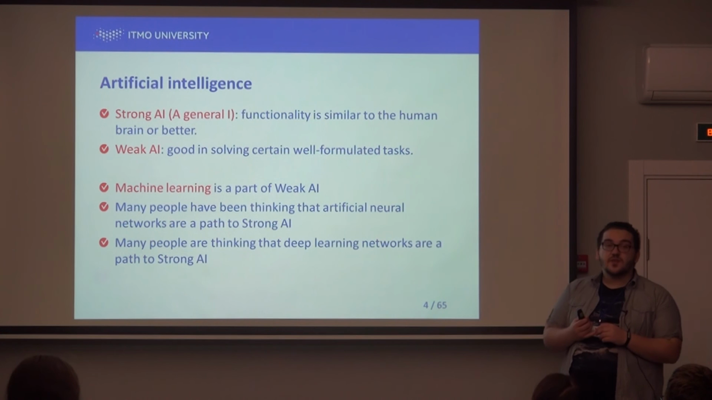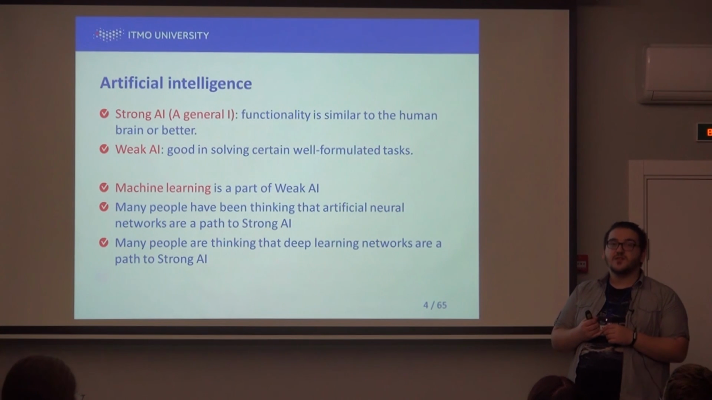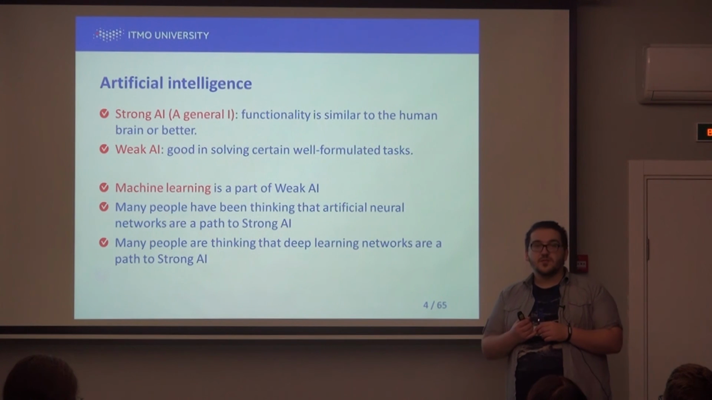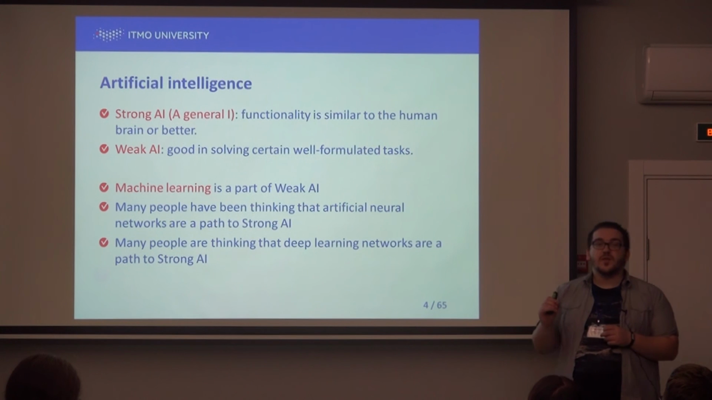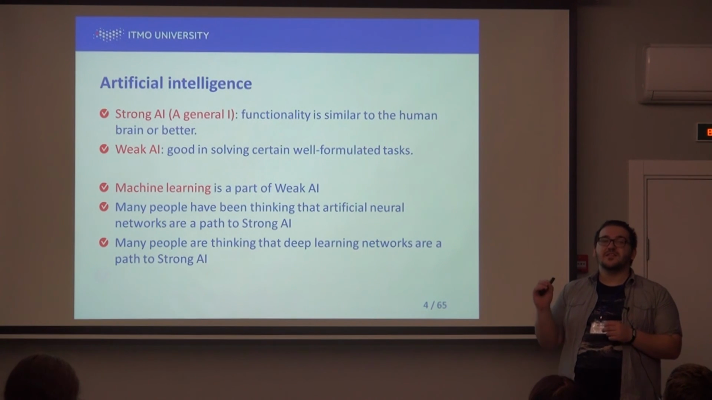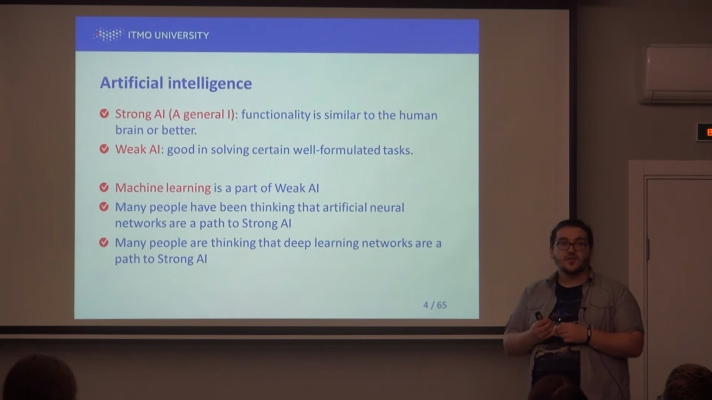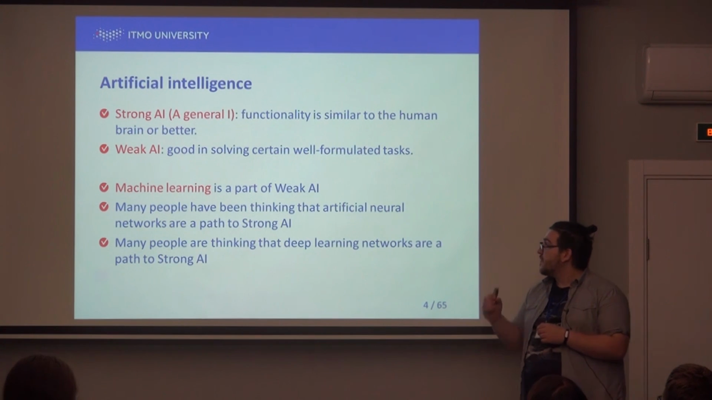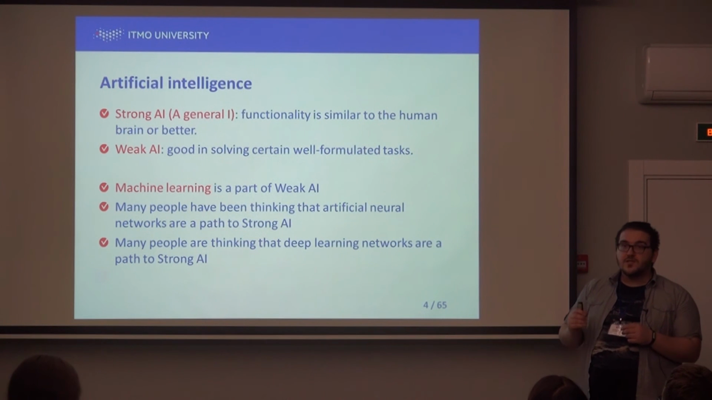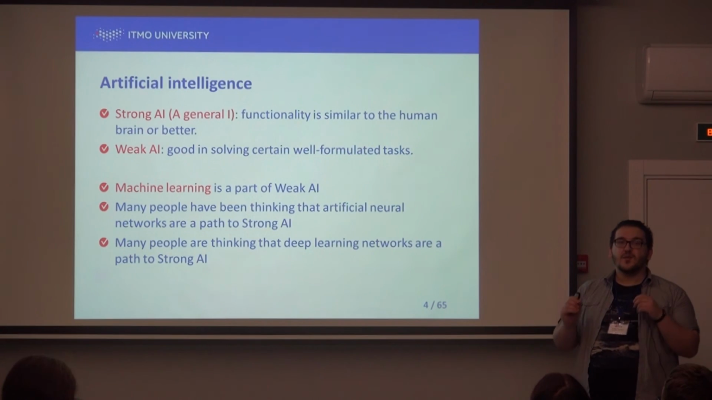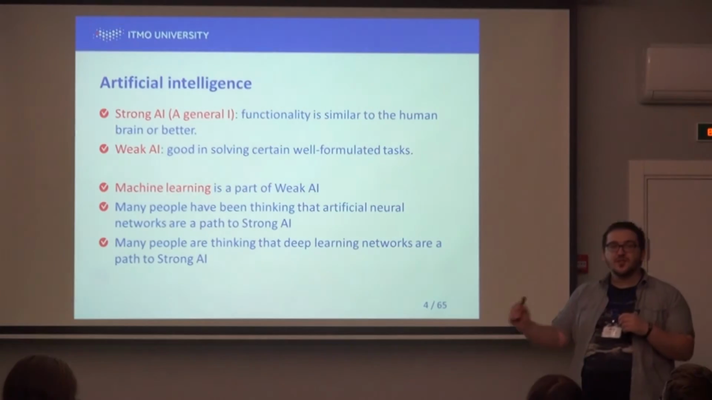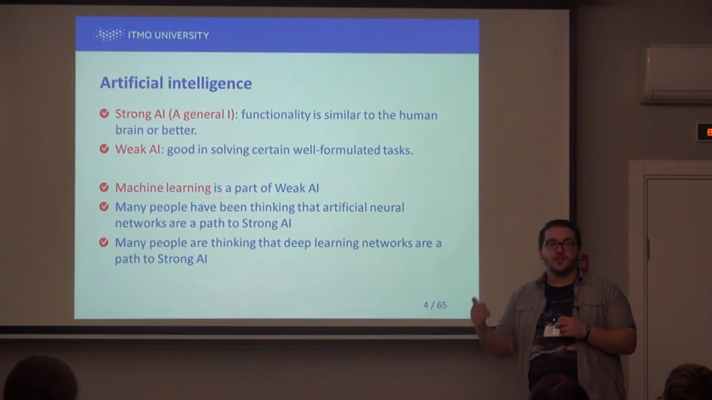Another part is weak artificial intelligence, and it's a bit simpler because it solves only well-formulated problems within a certain domain. This is the field to which machine learning belongs, and neural networks also belong. So usually when we talk about neural networks, we are talking about machine learning, and when we're talking about machine learning, we are talking about weak artificial intelligence.